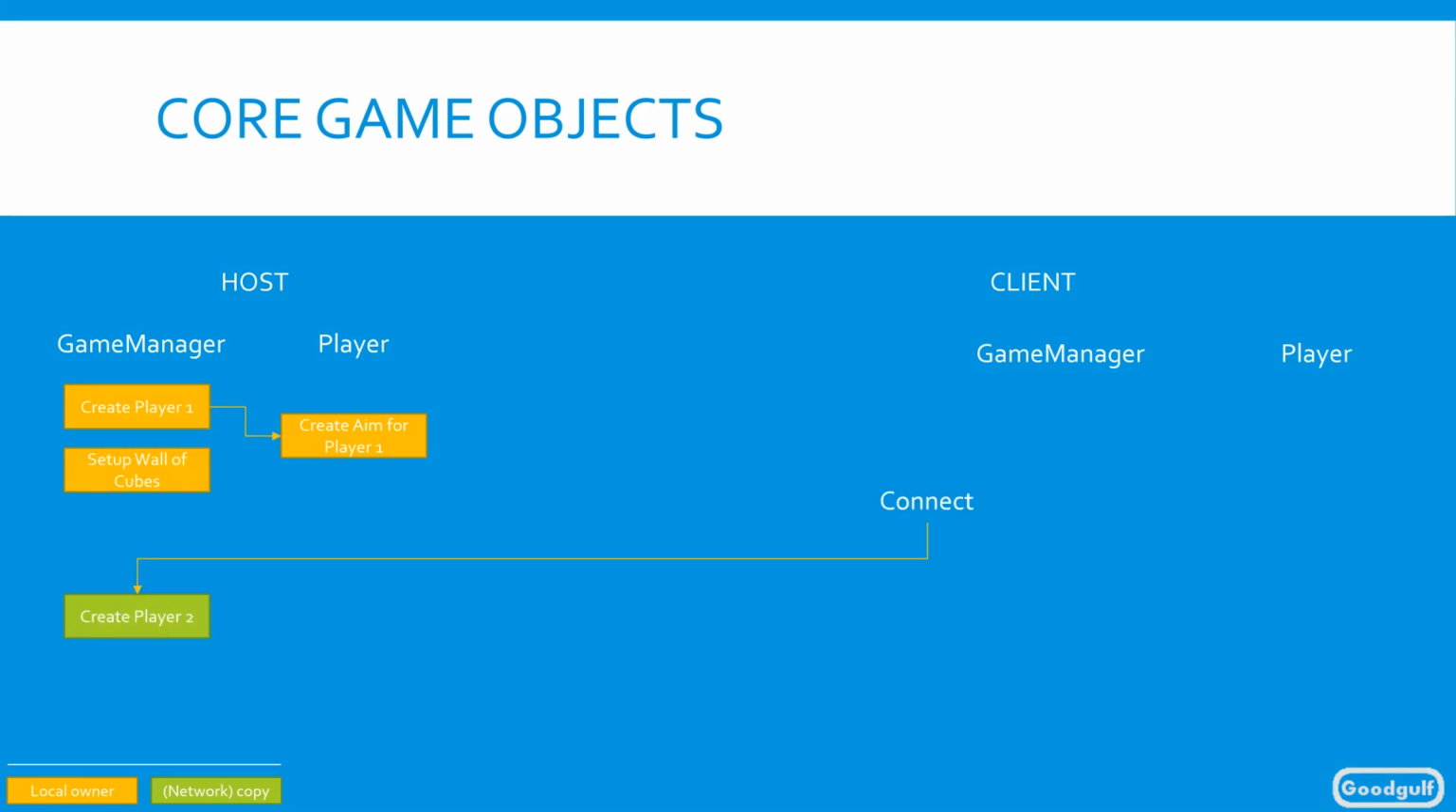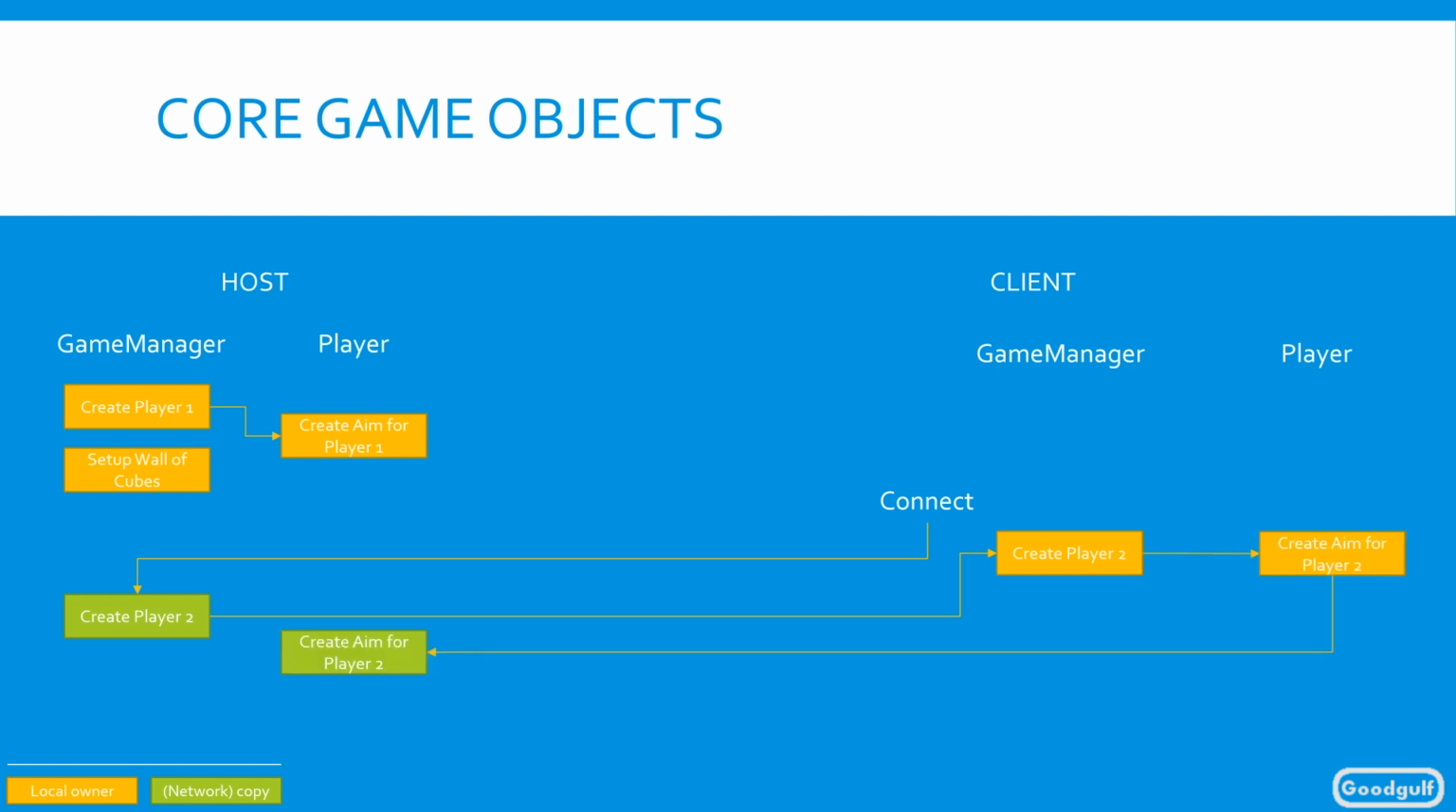As soon as the client connects, the game manager on the host creates player 2. This player is owned on the client and creates its own aim. A network copy of both is created on the host. In the meantime, player 1, its aim, and the wall of cubes are replicated on the client too.